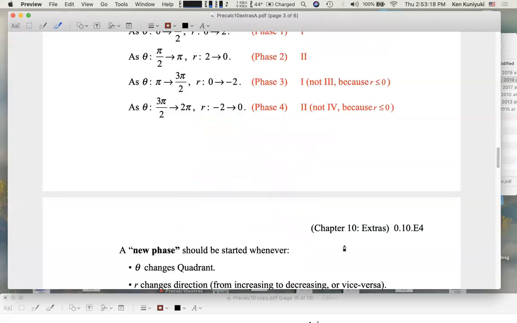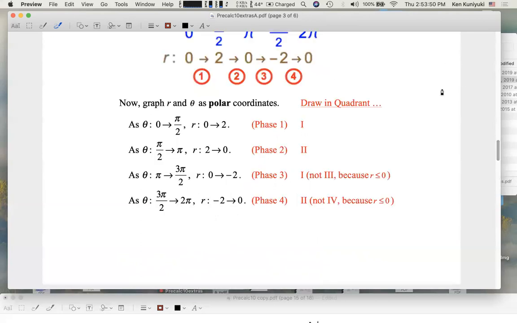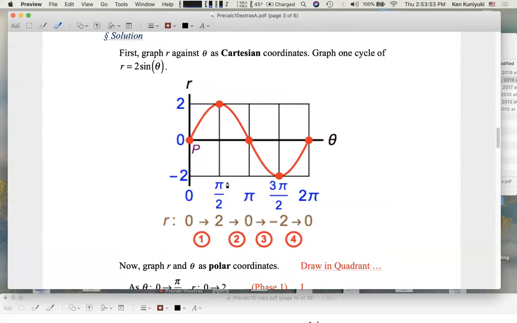In general, for the more complicated examples, which I'll discuss later, we can get a new phase whenever theta changes quadrant. Of course, that's the case in our examples. And then later on, beyond this, watch out for when r changes direction from increasing to decreasing, or vice versa. If r changes direction, we need a new phase. Also, if r changes sign, we need a new phase. But fortunately, in our basic examples, r will change direction and r will change sign only as we cross over quadrantal angles. So it's sufficient to just look at things in terms of quadrants, at least for our basic examples here.